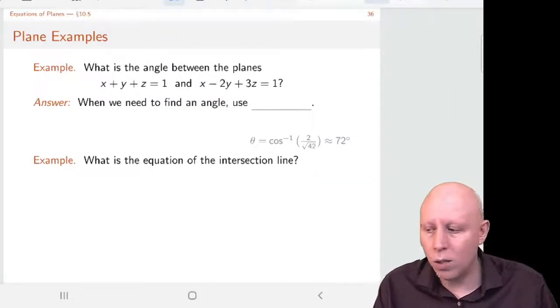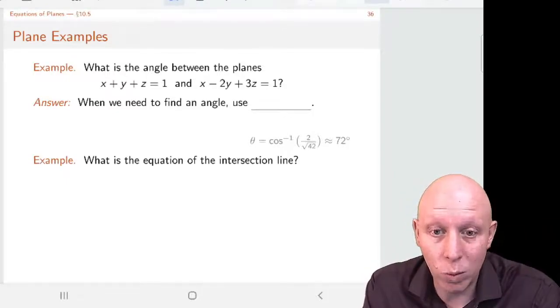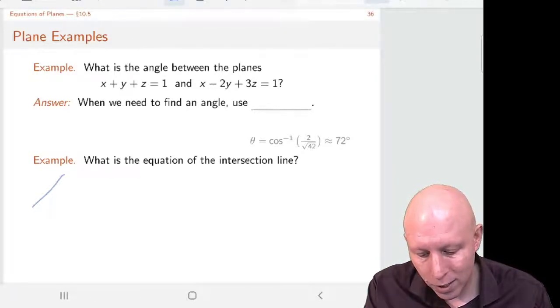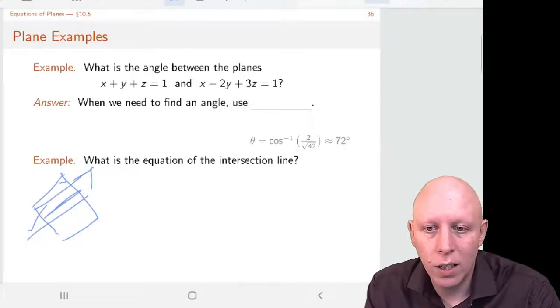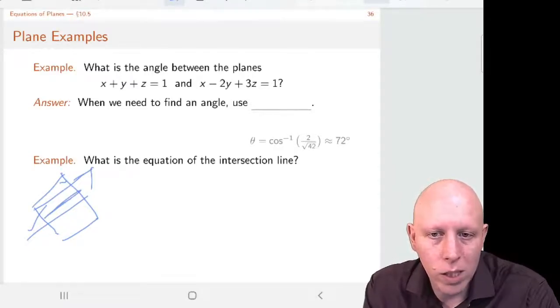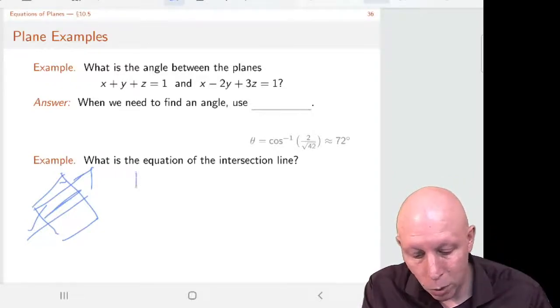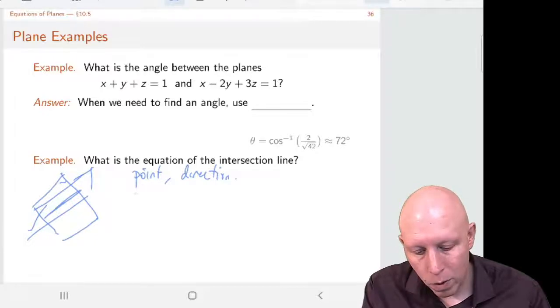All right, we can also ask the question, what's the equation of the line, the intersection line between the two planes? Here we have our two planes, right? Then they intersect in this line. And so the question is, what's the equation of that line? To get the equation of a line, you need a point and you need a direction. How can we get a point? And how can we get a direction?